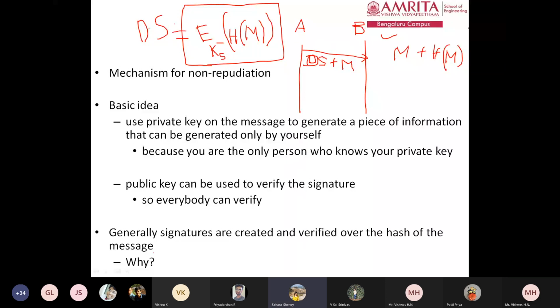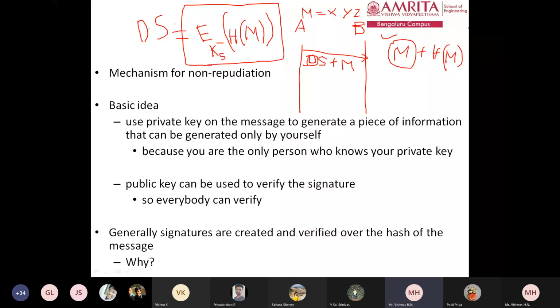To prove integrity. Yes, very important point, to prove integrity. How is integrity proved here? See, if any data is altered in this M, say for example, M is equal to X, Y, and Z. That means the message is XYZ. You are sending XYZ plus the hash code of that XYZ.